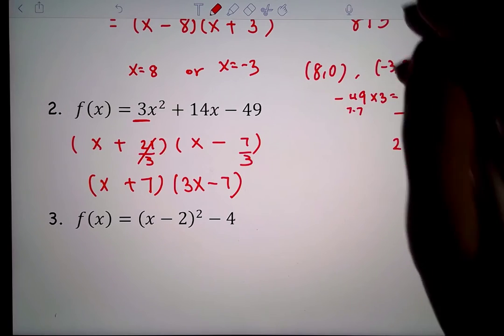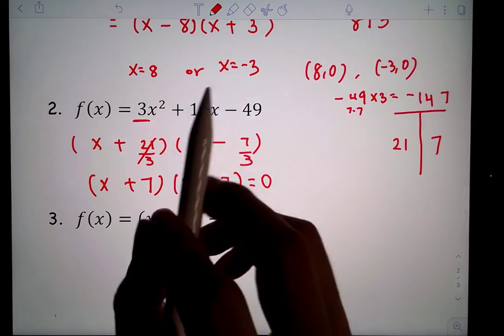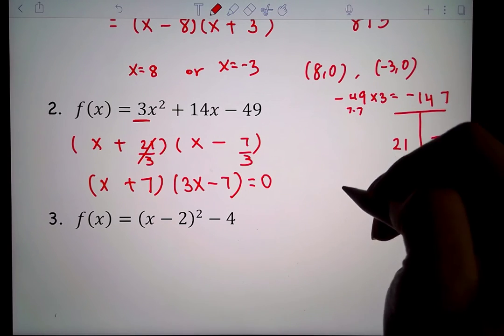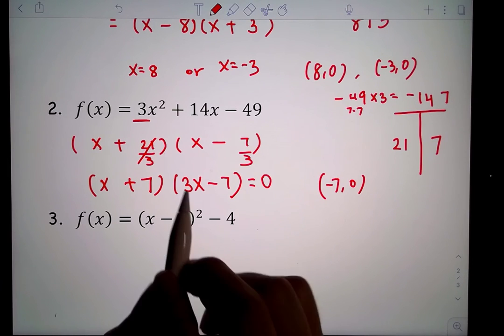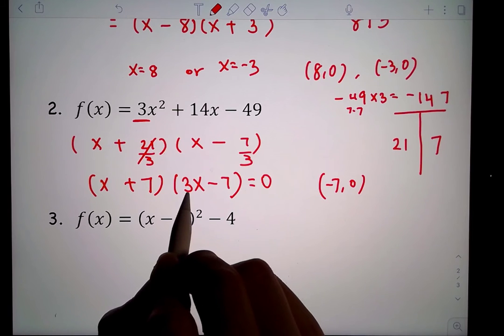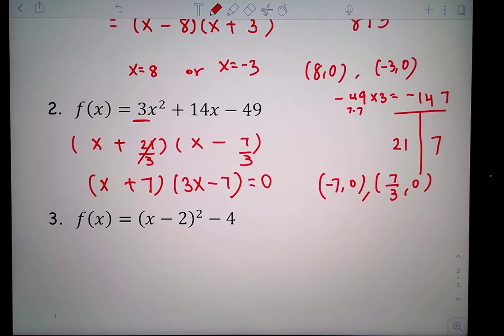And we need to get the zeros, right? We need to get the zeros. So it will be negative 7 from here, because I'm just taking the opposite sign, which is negative 7, right? So that's one of my x-intercepts. And from here, opposite sign, so positive 7 over 3. Positive 7 over 3, 0, like this. You get 2 zeros like that.